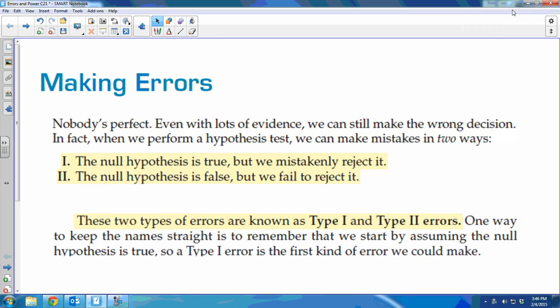Chapter 21, right? We're talking about errors today. And when I say errors, I don't mean mathematical mistakes that you make during your test, okay? I mean errors where maybe you get a super unusual sample, and so you make the right conclusion for your test, but that's actually the wrong conclusion in reality. That's the kind of errors I'm talking about, right?